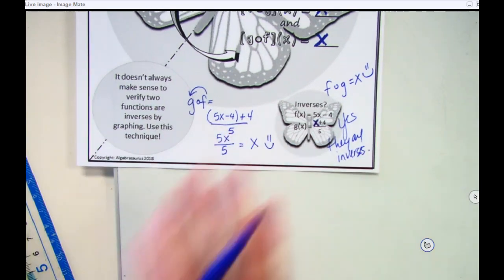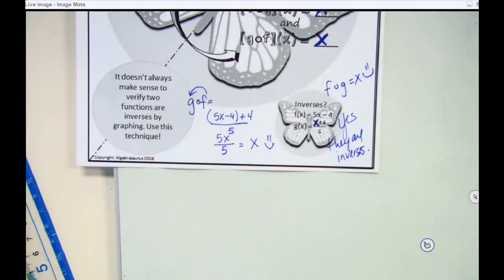So how do I verify if two functions are inverses algebraically? F of g and g of f both have to equal x. That's it. That's the lesson. Well done.